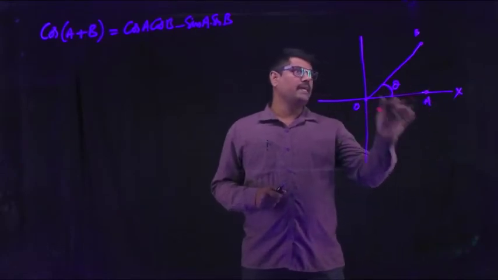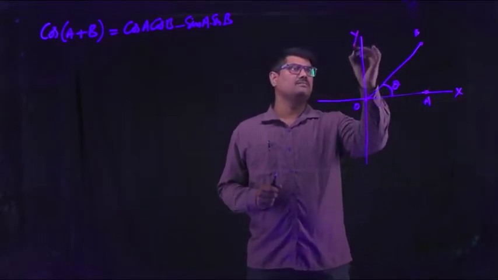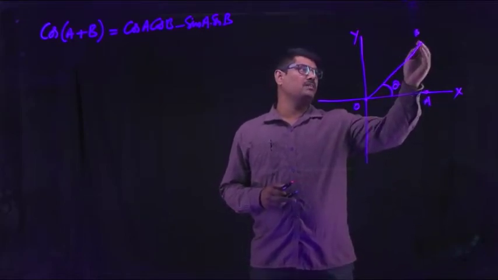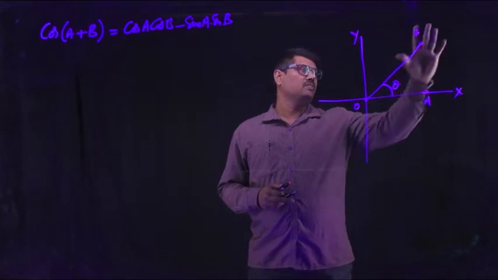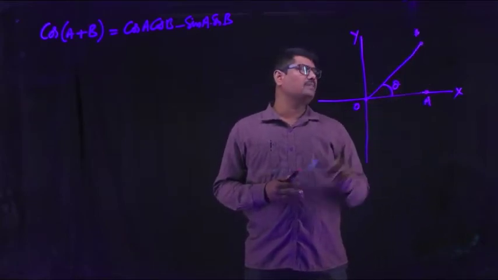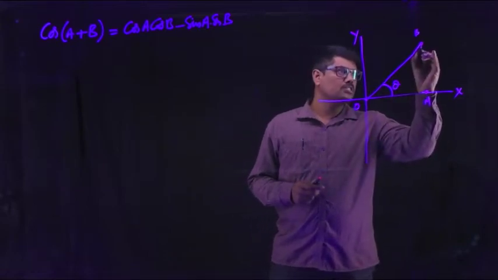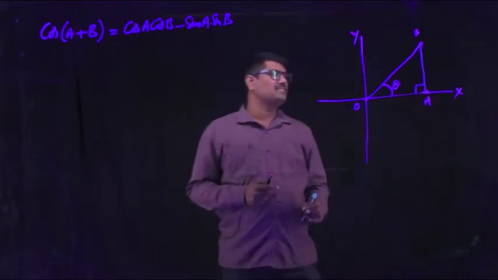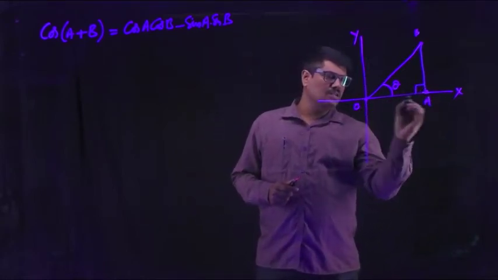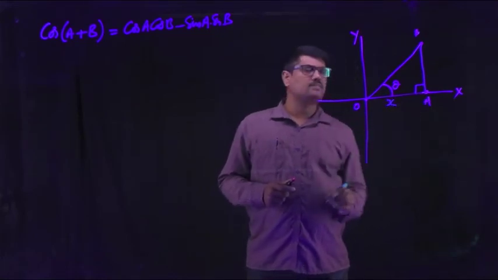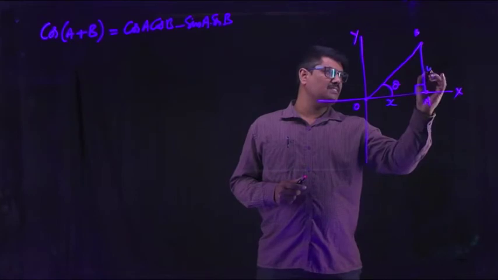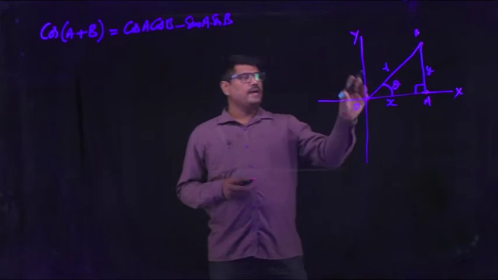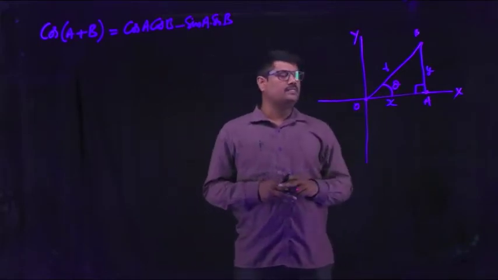So let me explain again. This is the x-axis and this is the y-axis. A is a point on the x-axis and consider a point B here, where the line OB makes an angle theta with the x-axis. Now construct a right angle triangle. Draw a line AB which is perpendicular to the x-axis. Let us consider the value of OA as x, the value of AB as y and the hypotenuse as r. So I am constructing a right angle triangle on the coordinate system.